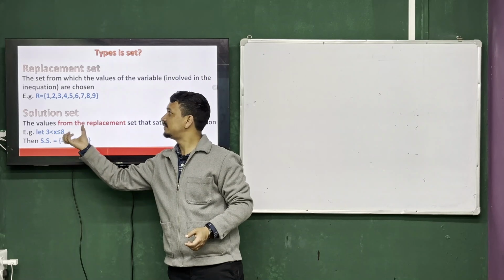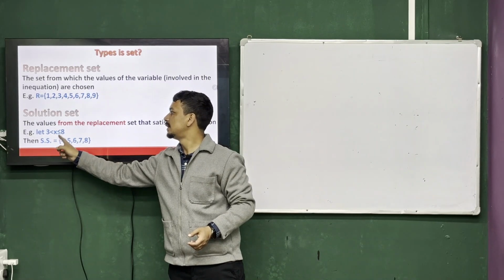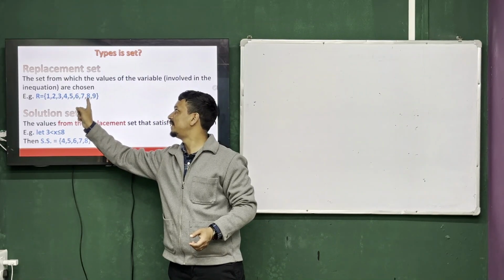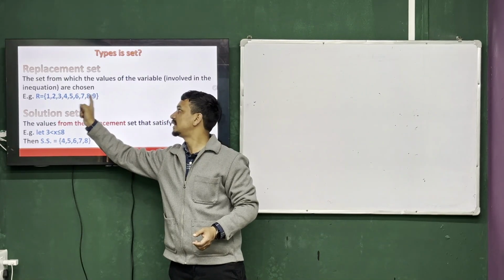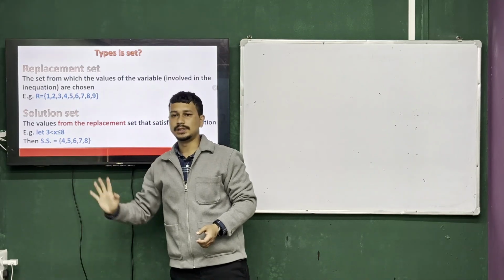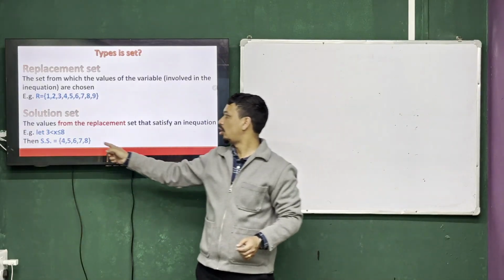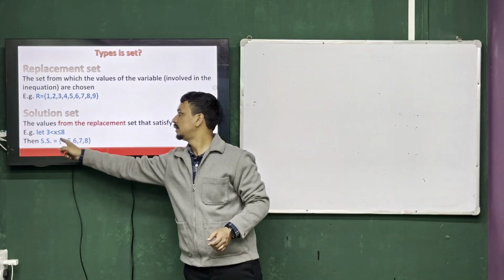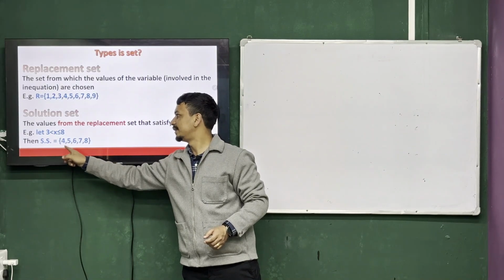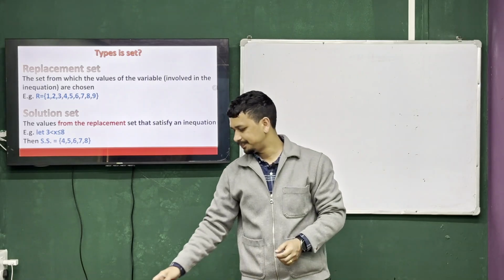It'll be only those values from the replacement set that satisfies this equation. So the only values that satisfies are what? 4, 5, 6, 7 and 8. 9 does not satisfy, 1, 2 and 3 also does not satisfy. So that will be your solution set. Is that clear? Alright. Sets are always written between the curly braces and the elements are written inside separated by a comma. You got it? Okay.